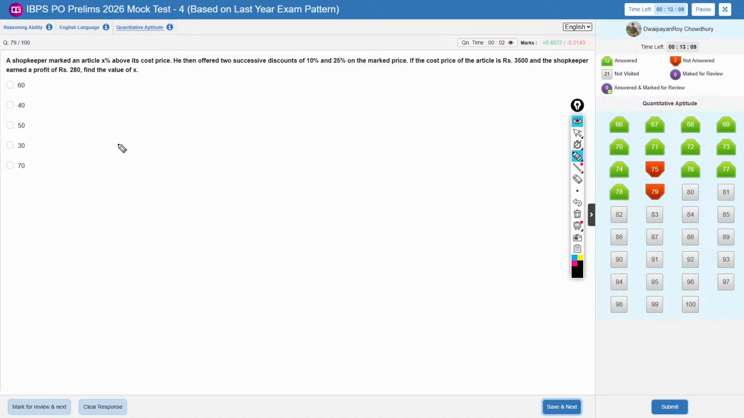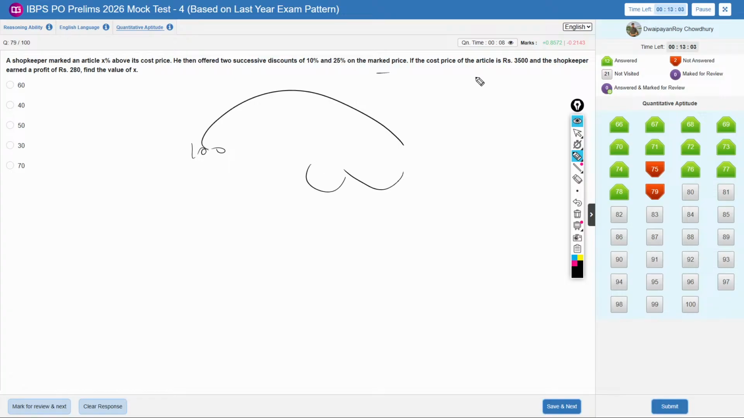A shopkeeper marked the price X% above cost. He offered two successive discounts of 25 and 30. The cost price of the article was 3500 and profit of 3780. So it was after discounts of this and this, right? So okay. So if this is 3, then what is 4? 4 is going to be 1, 2, 6 into 4. So 24. So 5040.